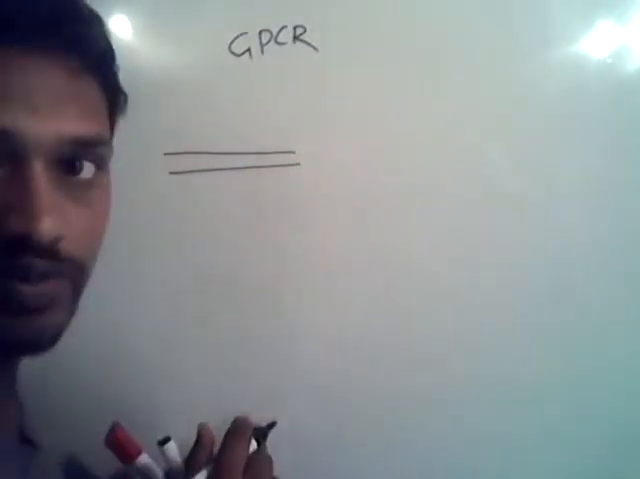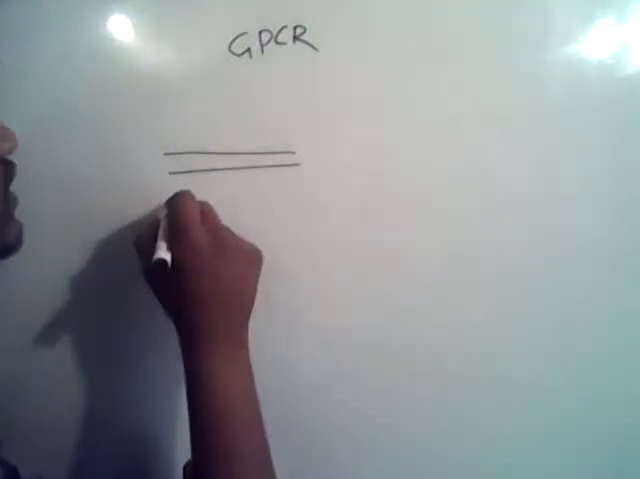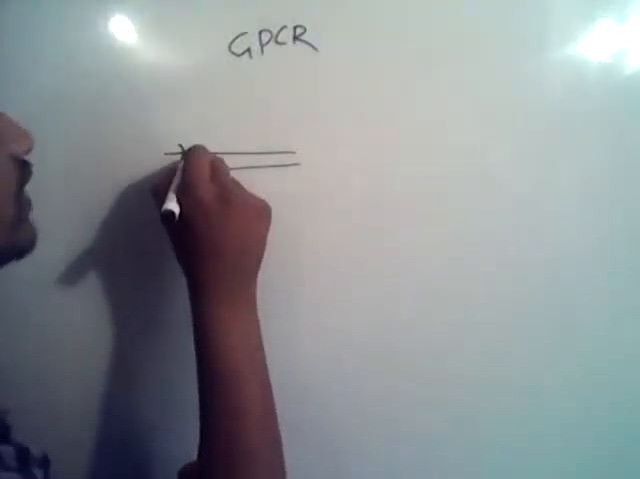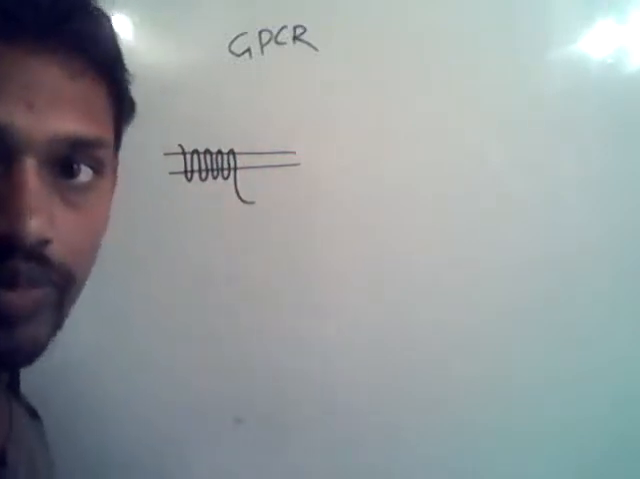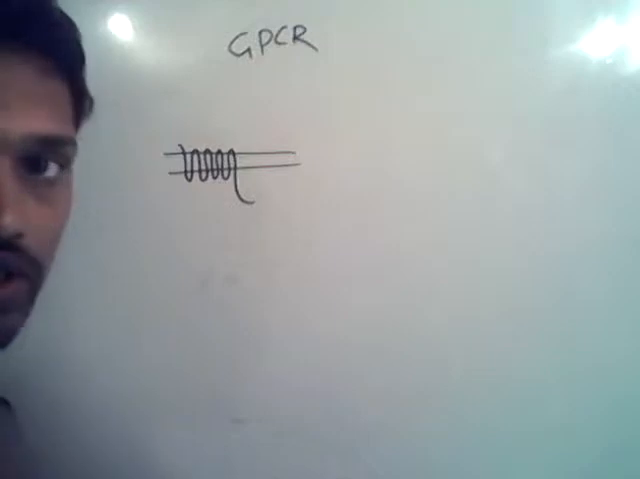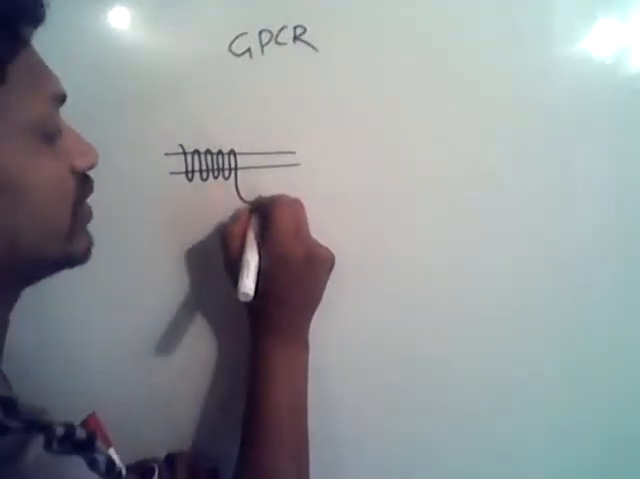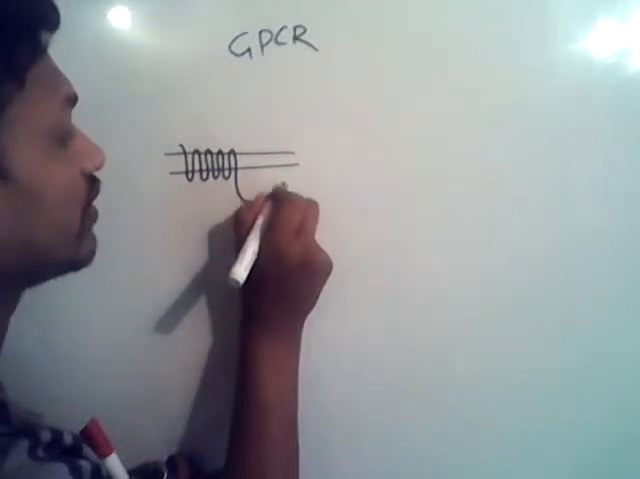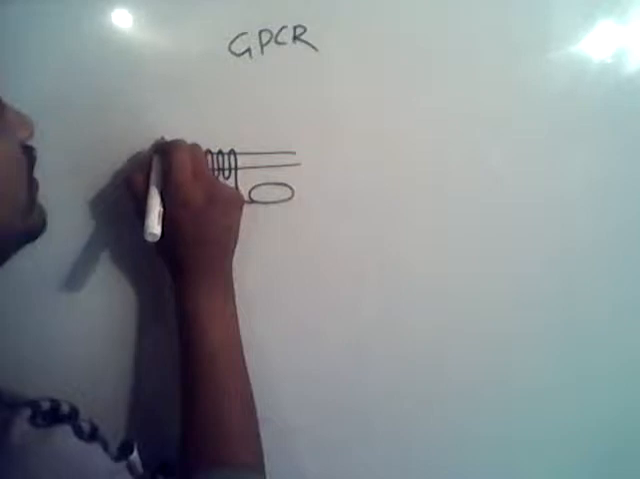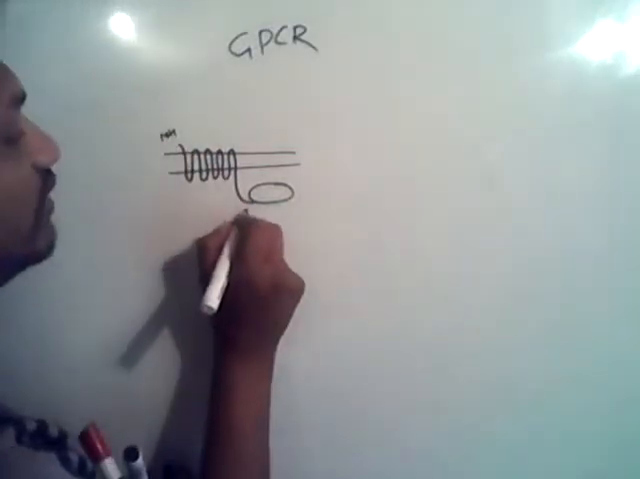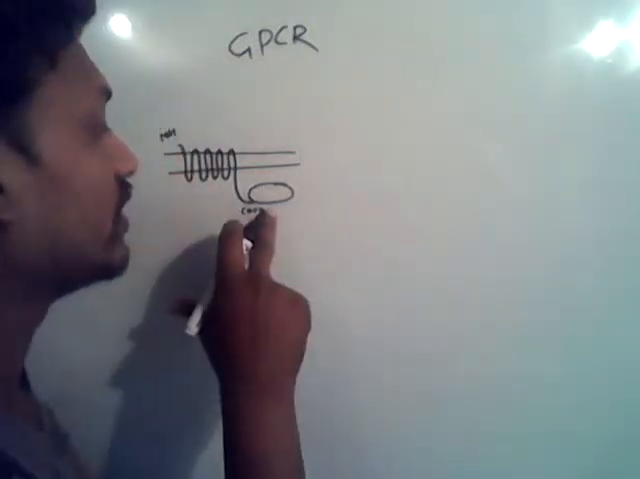7-domain transmembrane receptor. For example, this is the membrane of a cell, and this is a receptor which crosses the membrane 7 times. This is known as the G protein coupled receptor. Here a specific kind of protein, known as the G protein, combines with this receptor. This receptor has the amino terminal and carboxyl terminal. The G protein binds to the carboxyl terminal.